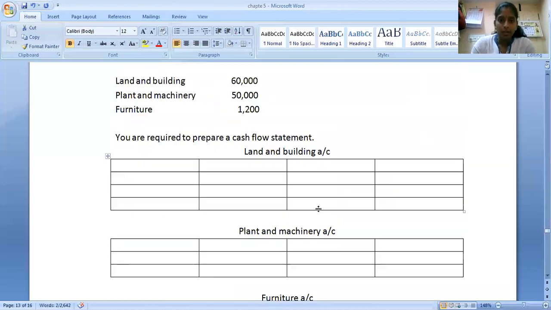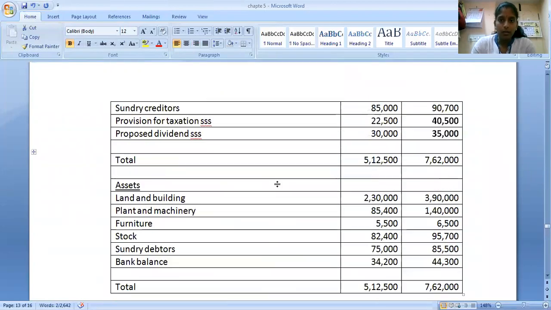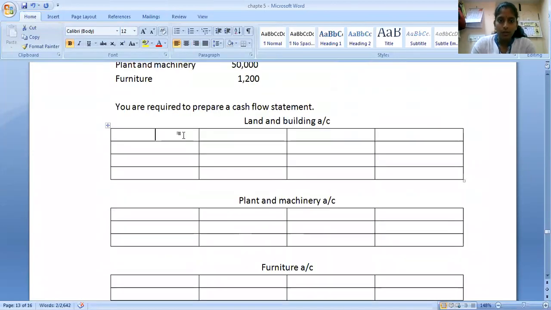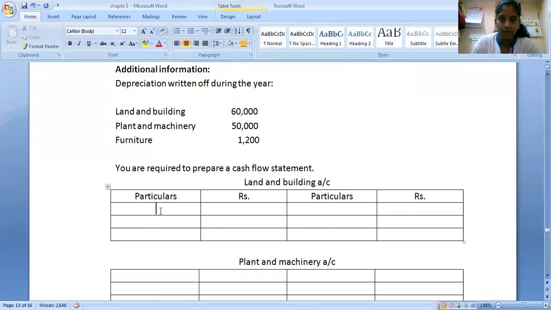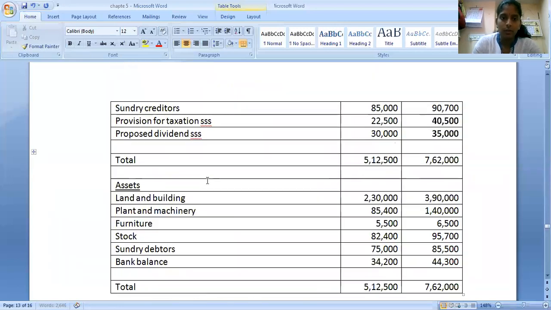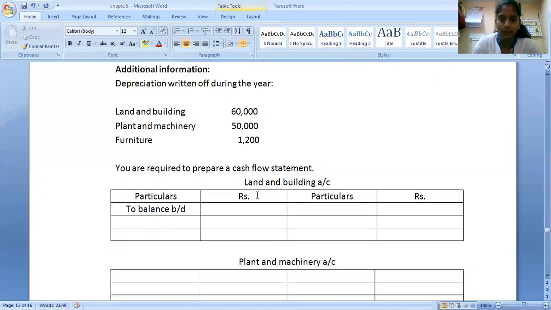Okay. I hope you have understood the question. Now we will proceed with the preparation of the land and buildings account first. Prepare a ledger account in order to know whether it is a purchase or a sale, as the depreciation is given. Make it as balance brought down. What is the balance brought down? It is 2,30,000. So take that into consideration.